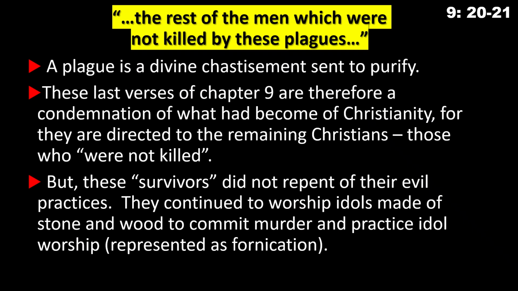Verse 20 opens with the statement, "The rest of the men which were not killed by these plagues." A plague is a divine chastisement sent to purify. These last verses of chapter 9 are therefore a condemnation of what had become of Christianity, for they are directed to the remaining Christians, those who were not killed. But these survivors did not repent of their evil practices. They continued to worship idols made of stone and wood, to commit murder and practice idol worship, represented as fornication.